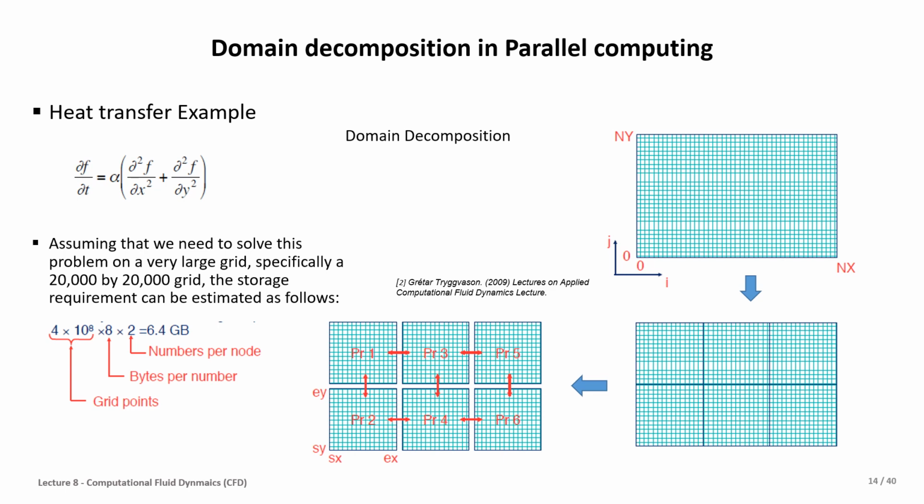Then the storage requirement can be estimated as follows. You see the grid points, 4 times 10 to the 8, and bytes per number, there are 8, and numbers per node are 2. Then we will have a 6.4 gigabyte storage requirement to solve this type of problem. And this is a very simple calculation for a 2D problem, but it shows how much storage is required to solve this type of problem with domain decomposition.